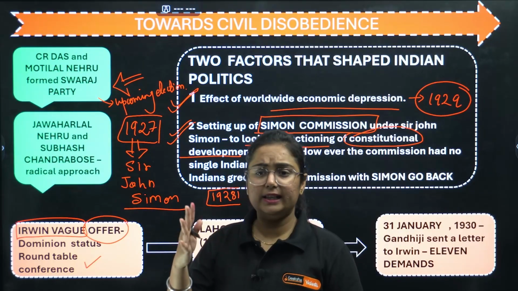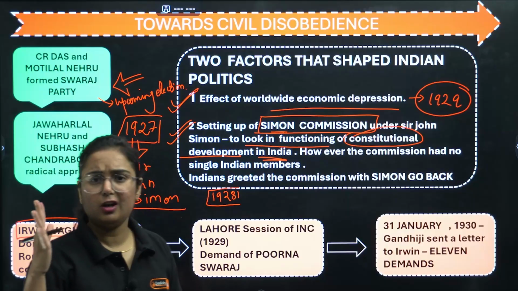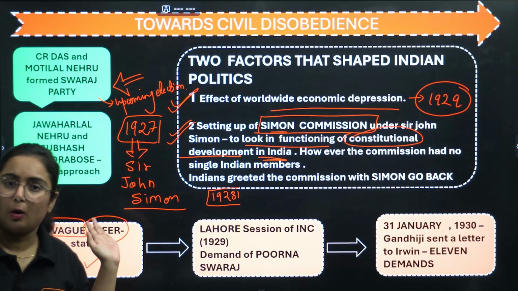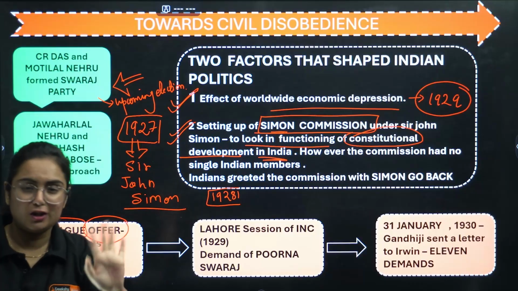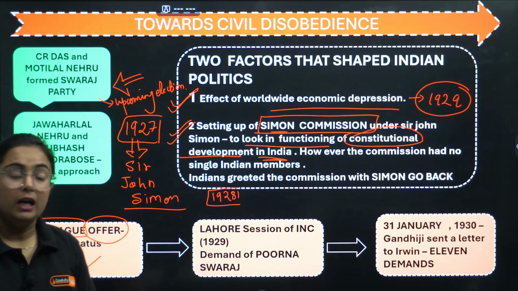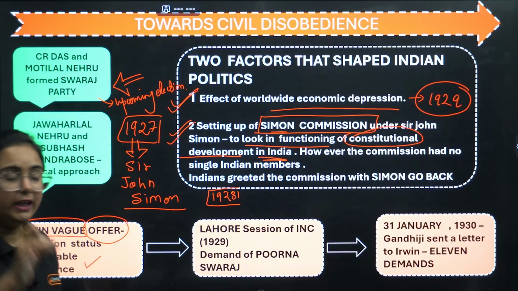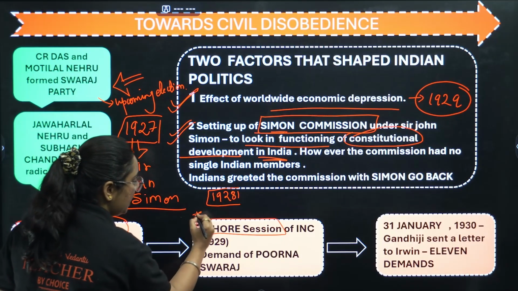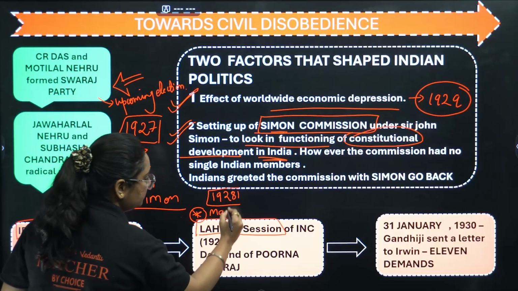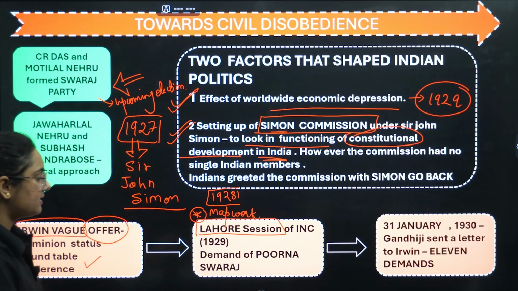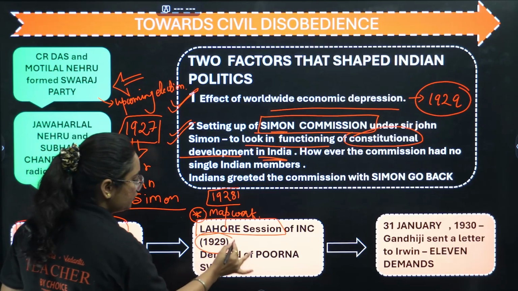Now, the young leaders said that we will not accept it. What is this offer? We were demanding dominion status in 1900, not now. We want complete freedom now, okay? This demand for complete freedom was made in the Lahore session. Pay attention, it is a very, very important session, also for map work. So again, the Indian National Congress held a session in 1929.